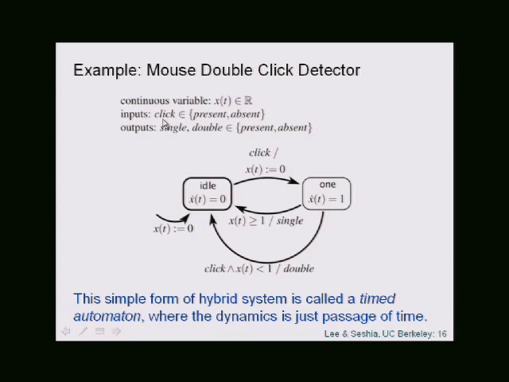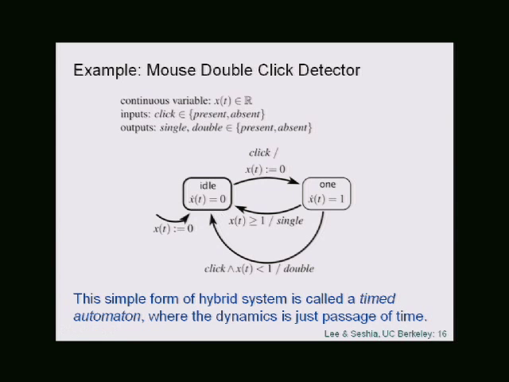And the output is a pair of signals. Single is a signal which says it's a single click, and double is a signal which says it's a double click, and both of them are pure signals. So when double is present, it means the system has deemed that you did a double click. Then you have a continuous variable x(t), which tracks time. You start with x(t), the timer variable, set to 0, in the idle mode. In the idle mode, the dynamics is that x dot of t is 0. So what does that mean for the value of x? It doesn't change, right? It stays at 0 as long as you're in the idle mode.